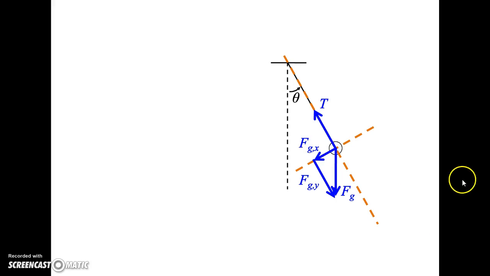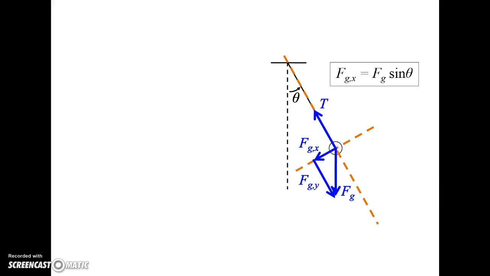Now, we know that these two lines are parallel. So this angle theta equals this angle theta. And these two lines are parallel. So this angle theta equals this angle theta. When we look at the right triangle, FGX is opposite theta. So it equals hypotenuse sine theta.